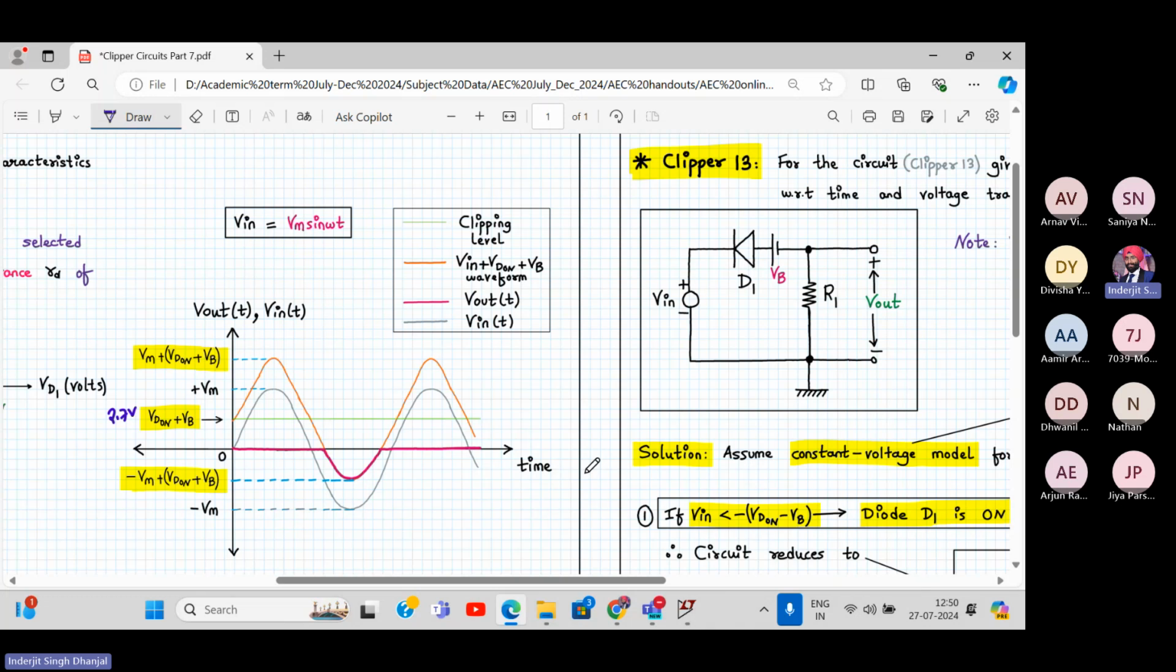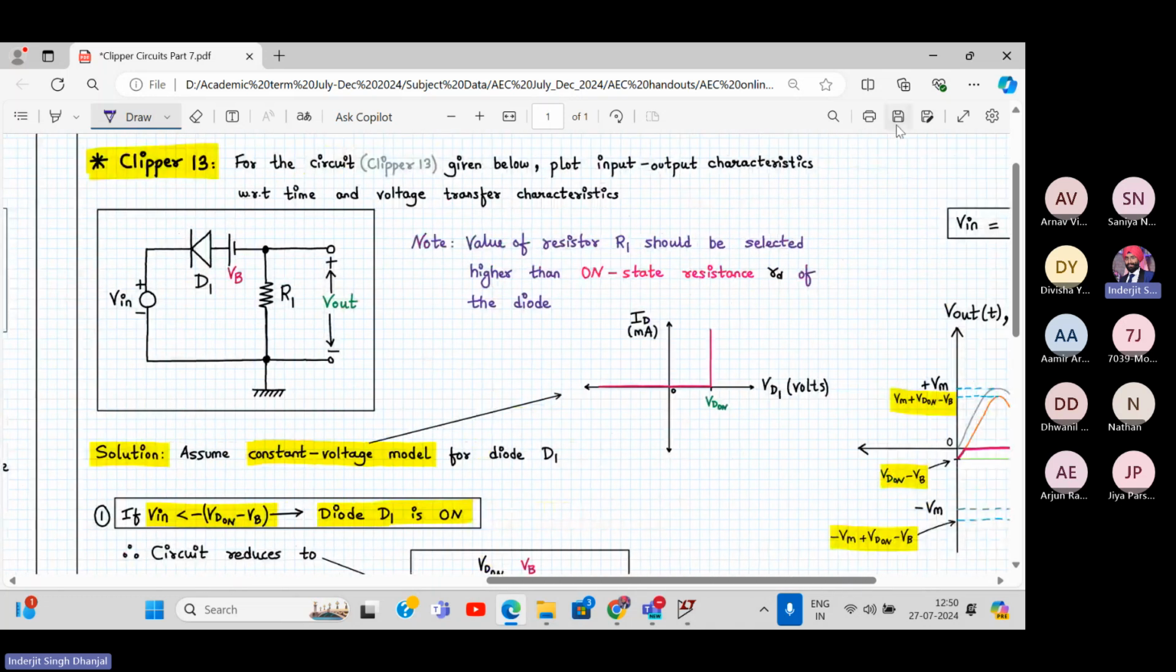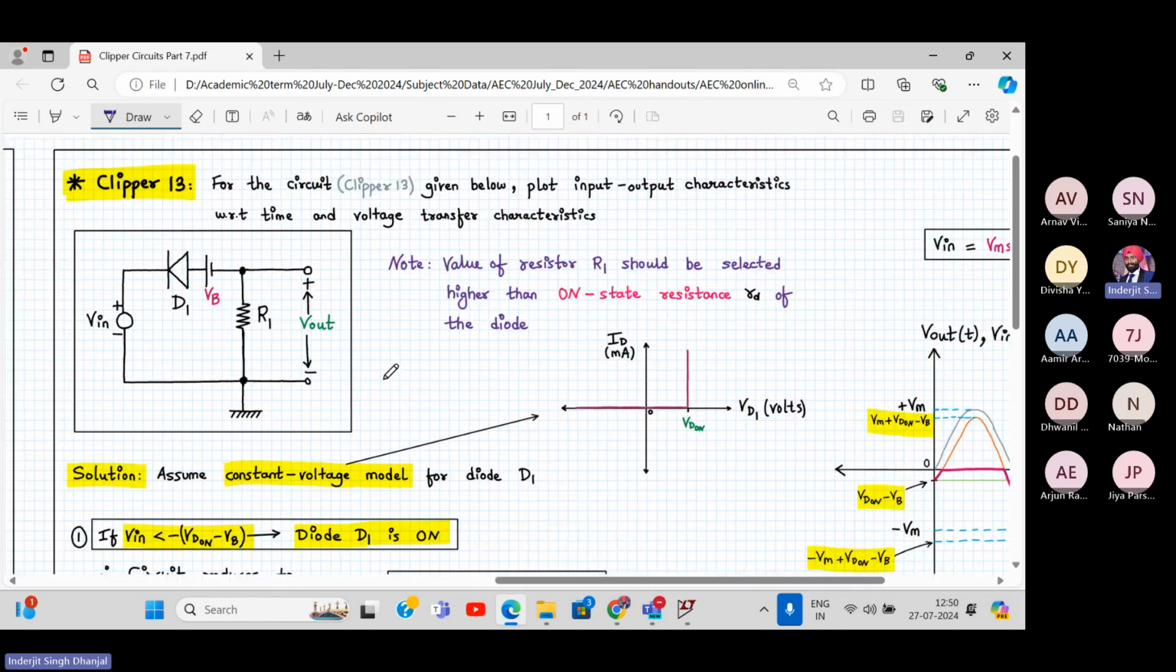Let's go to the last clipper circuits, then we'll wind up this topic quickly. Now, this VB is helping the diode to turn on because this is plus minus, so it's helping. So how will you write this? First of all, VB is 0, how will you write this? V in less than minus VD on, and here it is greater than minus VD on. In the first case, the diode D1 is on. Second case, the diode D1 is off.